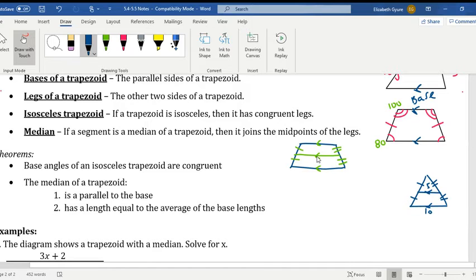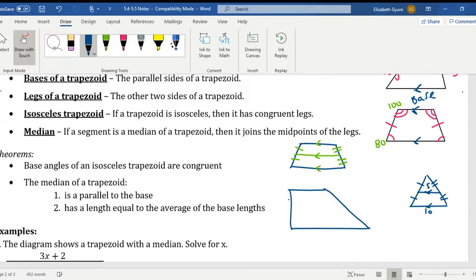Any questions about our properties or theorems? Ben? It would be if it's an isosceles trapezoid, but it doesn't have to be isosceles. For example, you could have a trapezoid that looks like this, right? And then in that situation, they most likely would not be congruent on the left versus the right. Does that answer your question? Okay. Logan?